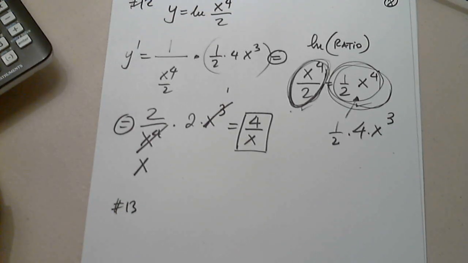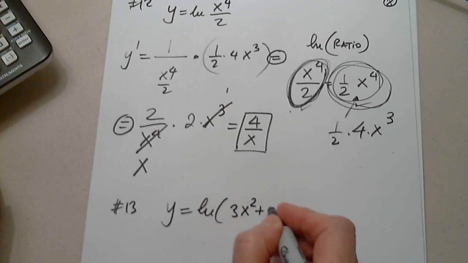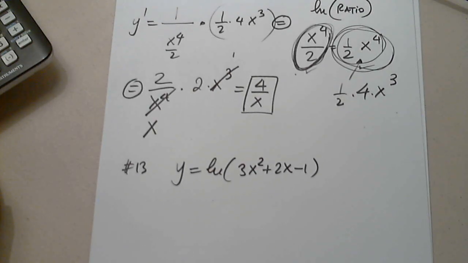I like to look at a product and a ratio. So I like to look at something like x to the 6th times natural log, and also natural log over x to the 5th. So let's start with any of these. So y equals natural log of 3x squared plus 2x minus 1. Perfect. Can anyone help with this?